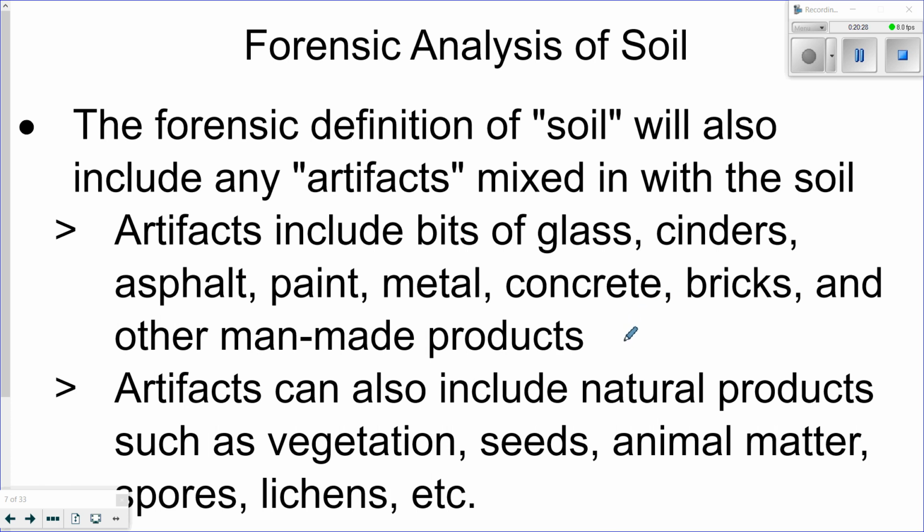And artifacts can also include natural products. So it'll look at what type of vegetation, what type of like seeds, roots, and things are within the soil. Any animal matter like hair, fecal matter, things like that. Any like spores, lichens, fungi, anything that is included within that soil sample can be used to further identify it.